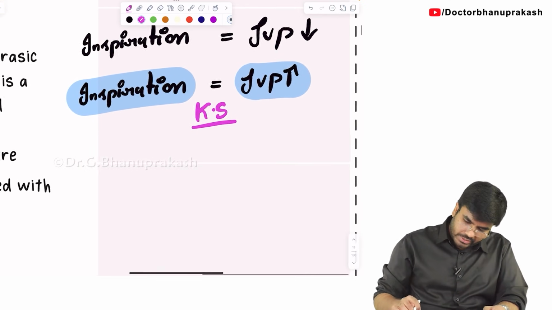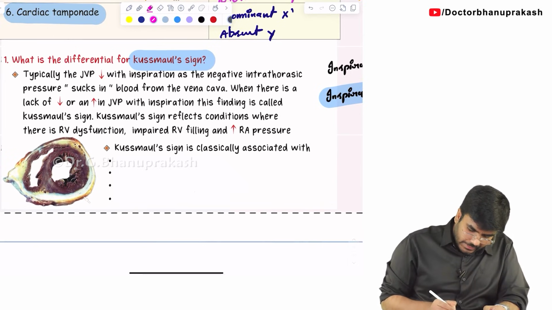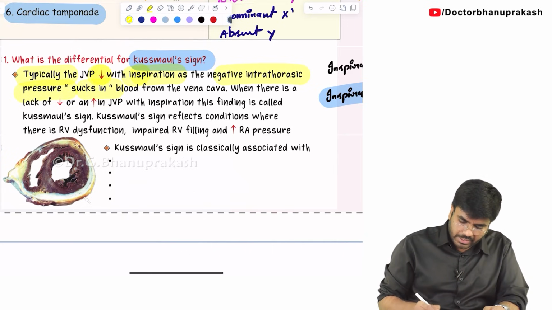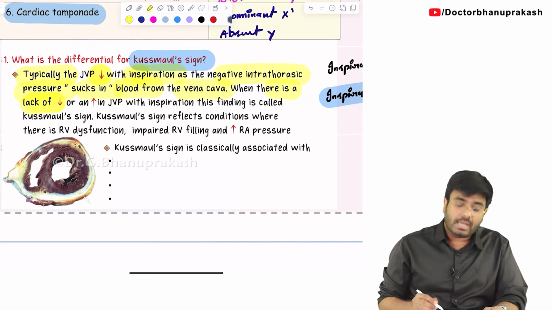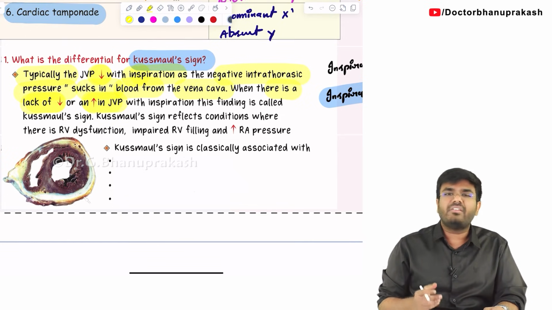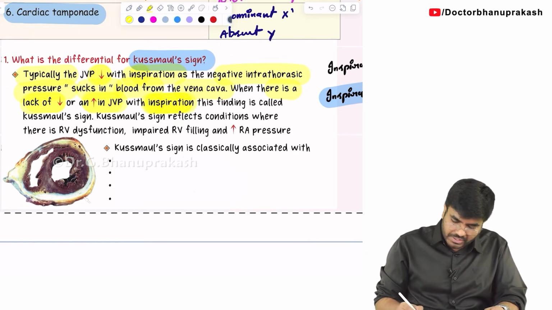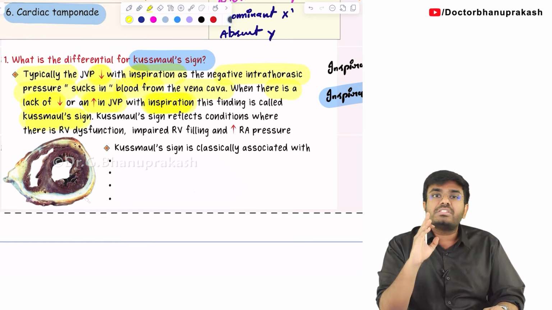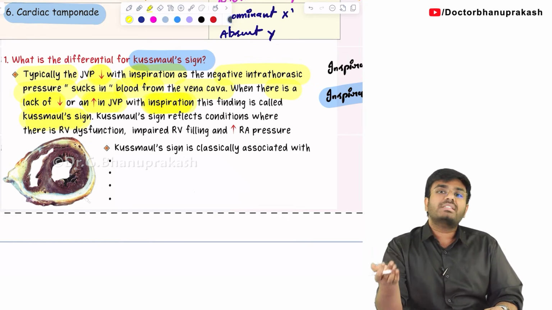Okay, now just look at the definition here. Typically means normally. Typically, JVP will decrease on inspiration, because the negative intrathoracic pressure sucks the blood from the vena cava towards the thorax. Whenever there is a lack of decrease or an increase in JVP during inspiration, this is called a Kussmaul sign. So Kussmaul sign is an increase in JVP during inspiration. Very important. And they will ask you, Kussmaul sign is seen in.